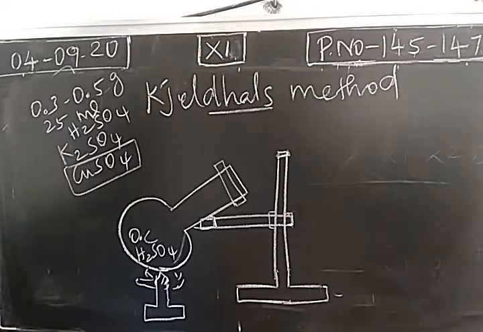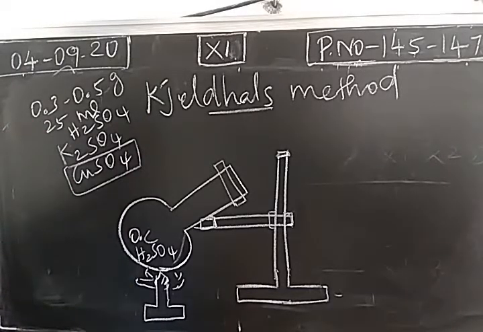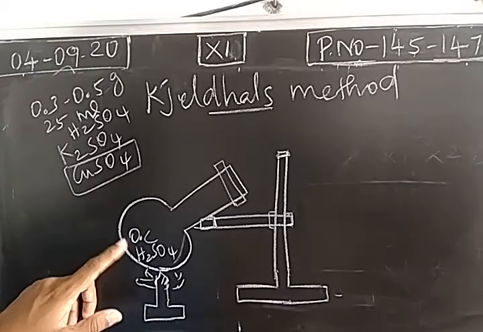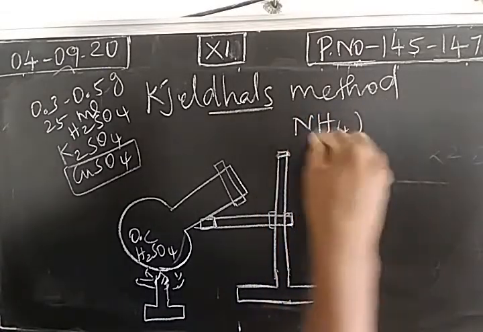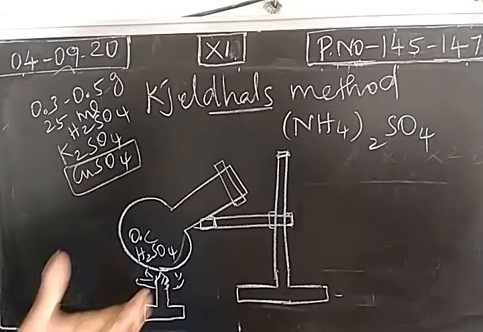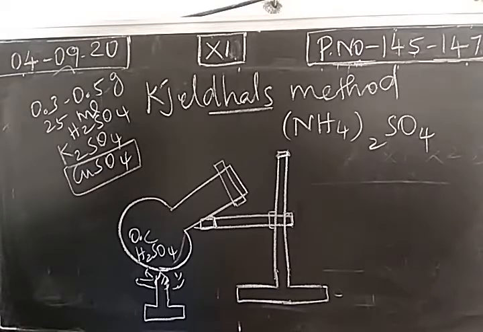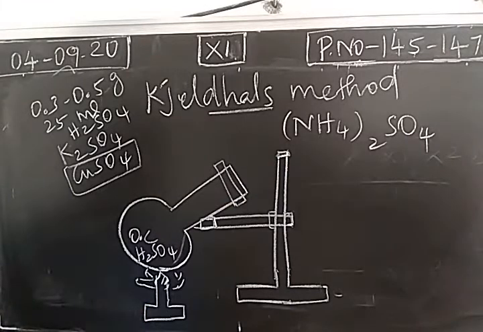When organic compound and the sulfuric acid along with these two substances are heated, it forms ammonium sulfate because the nitrogen is present in the organic compound. The nitrogen combines with sulfuric acid, it forms ammonium sulfate. So we get the substance ammonium sulfate. Then after obtaining ammonium sulfate, we have to allow the Kjeldahl's flask to cool. Next, ammonium sulfate will be taken away.